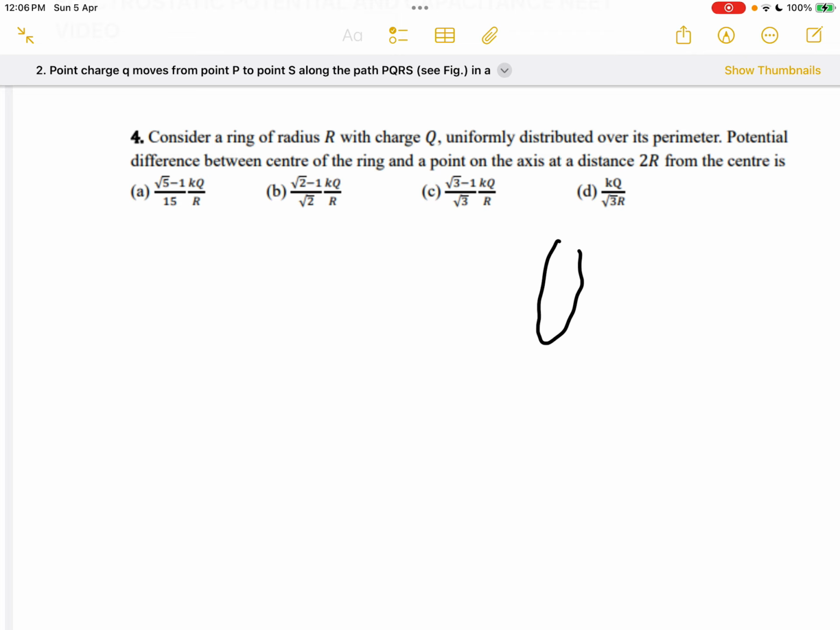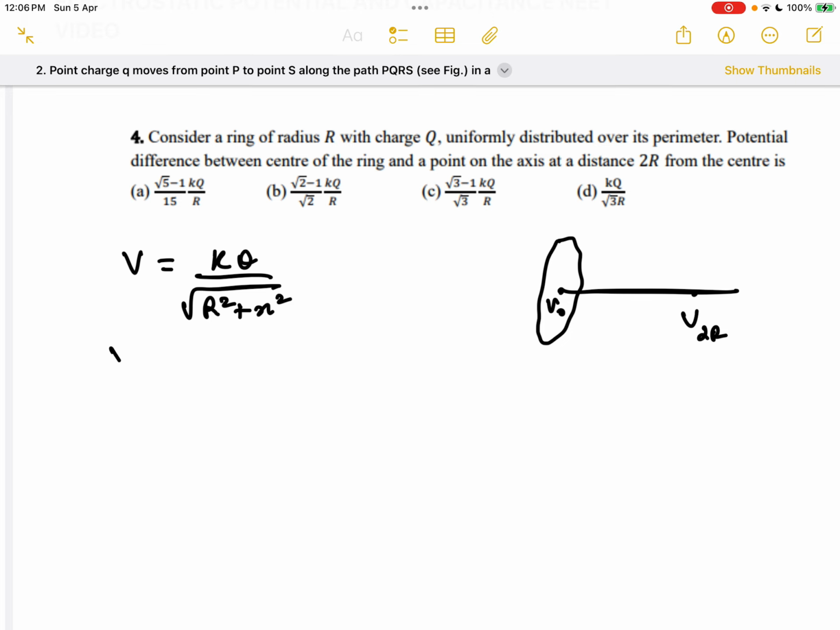So we have got a ring here, that's the axis. The potential here, let's say, is V0, and the potential here, let's say, is V2R. We need to find the potential difference between these two. Let us find the potential difference between these two. The potential due to a charged ring on its axis is given by kQ divided by root of R square plus x square.